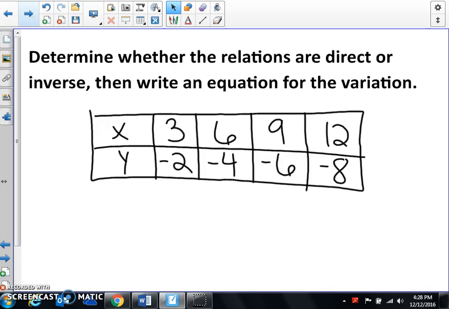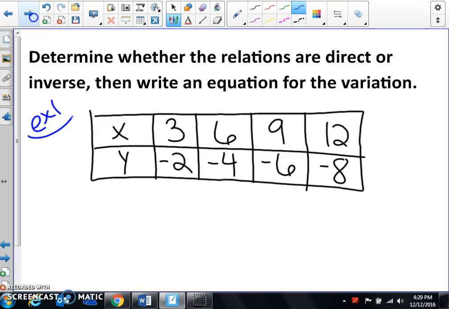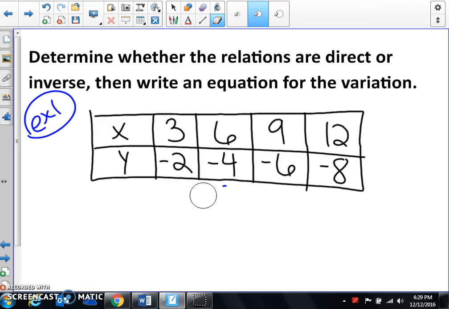Sometimes they'll just tell you, determine whether the relations are direct or inverse, and then write an equation. So the first thing you need to do is determine if it's inverse or direct. Direct means divide, inverse means multiply. So by far the easiest thing to do is multiply. So 3 times negative 2 is negative 6. 6 times negative 4 is negative 24. Now obviously those are not the same, so it's not going to be inverse.